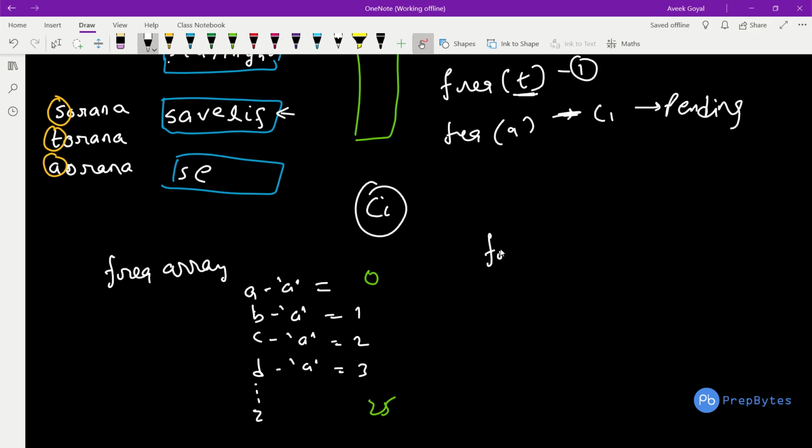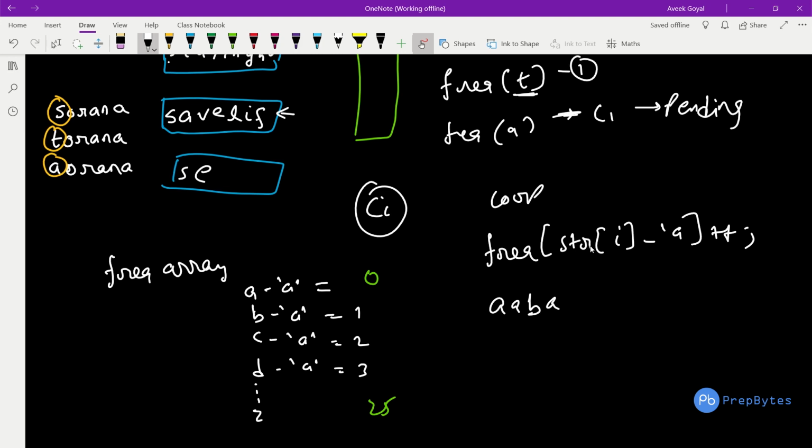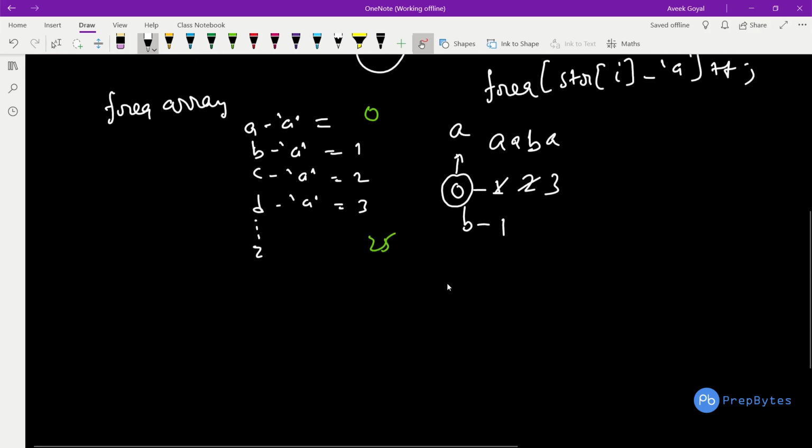So what we are going to do is, for each character in the string, do frequency of character minus A plus plus in a loop. This is how a frequency array will be created. If we have A, B, A, then A minus A gives 0, so frequency of 0 plus plus, it becomes 1. Then A minus A is again 0, so it becomes 2. Now frequency of B will become 1. So when we go to index 0, it means the frequency of character A is 3.